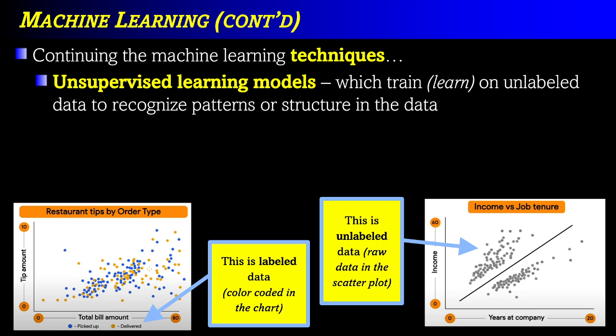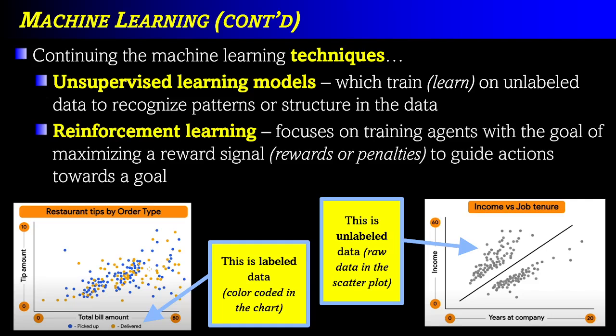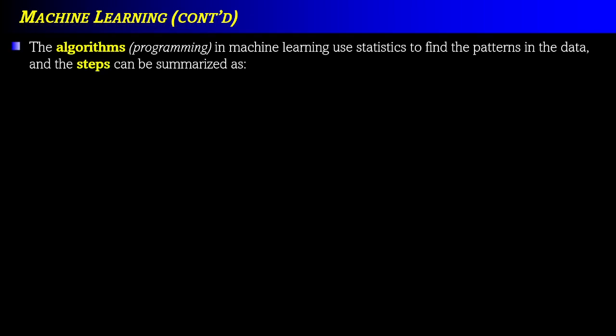It's the color coding. And then finally, we also have reinforcement learning. This focuses on training agents with the goal of getting a reward or maximizing a reward signal, perhaps providing penalties. This will guide the learning towards the specific goal or outcome that we want. So these algorithms, this programming in machine learning, uses statistical models to find the patterns in the data.